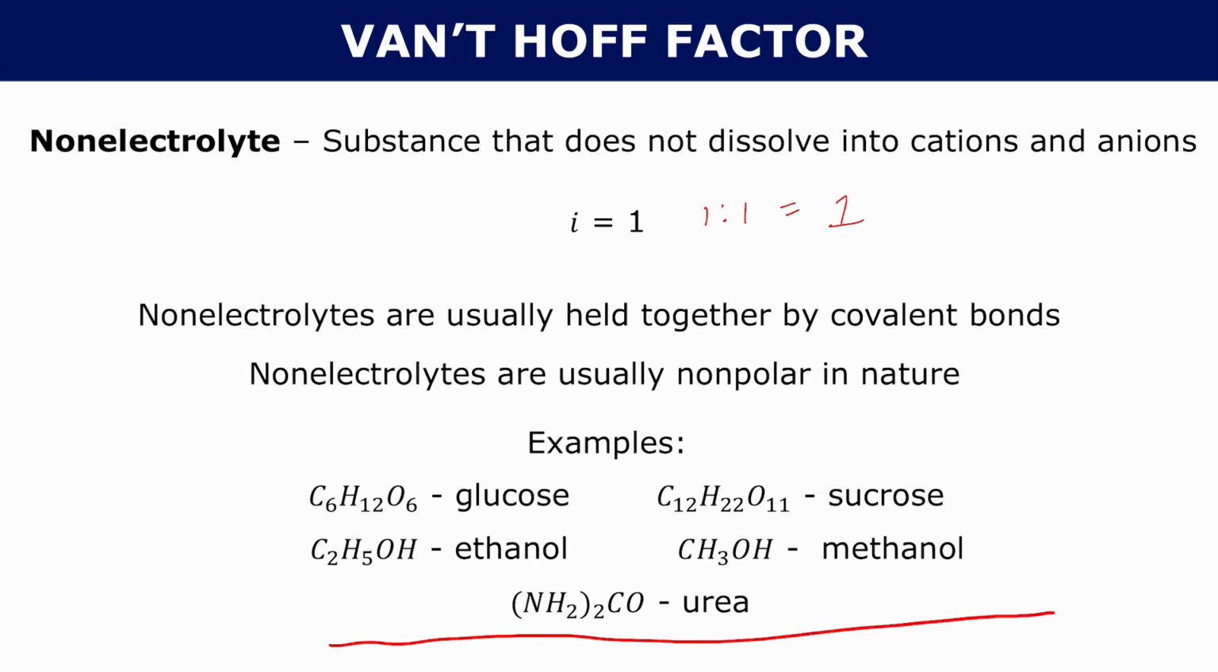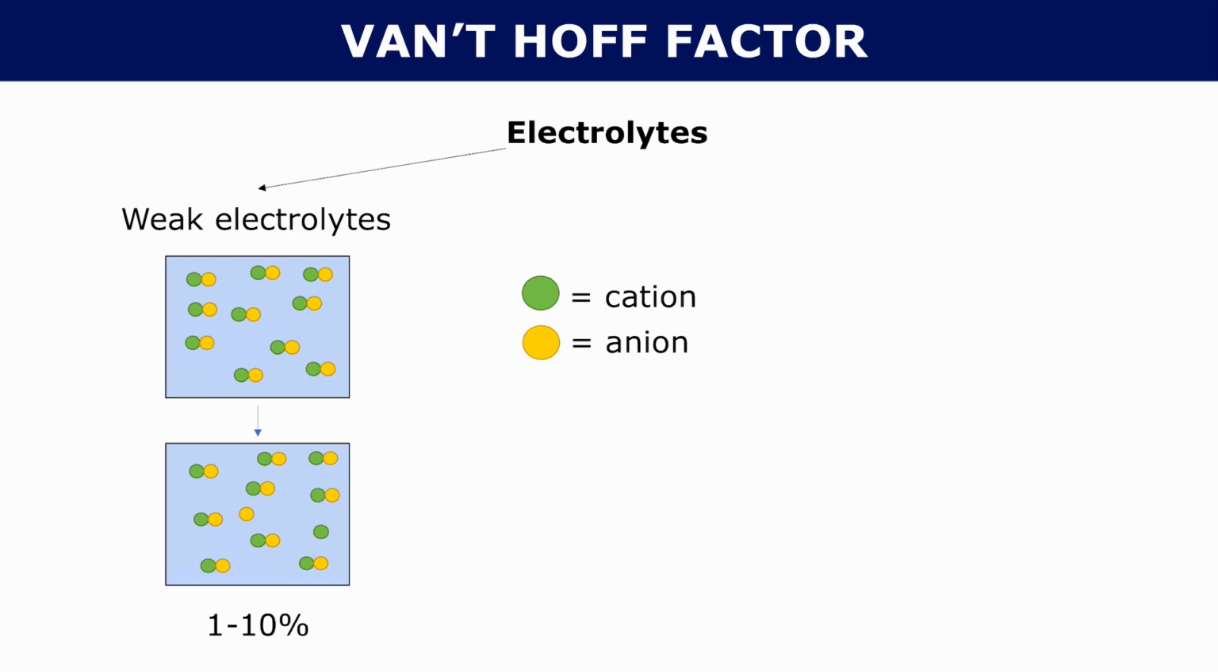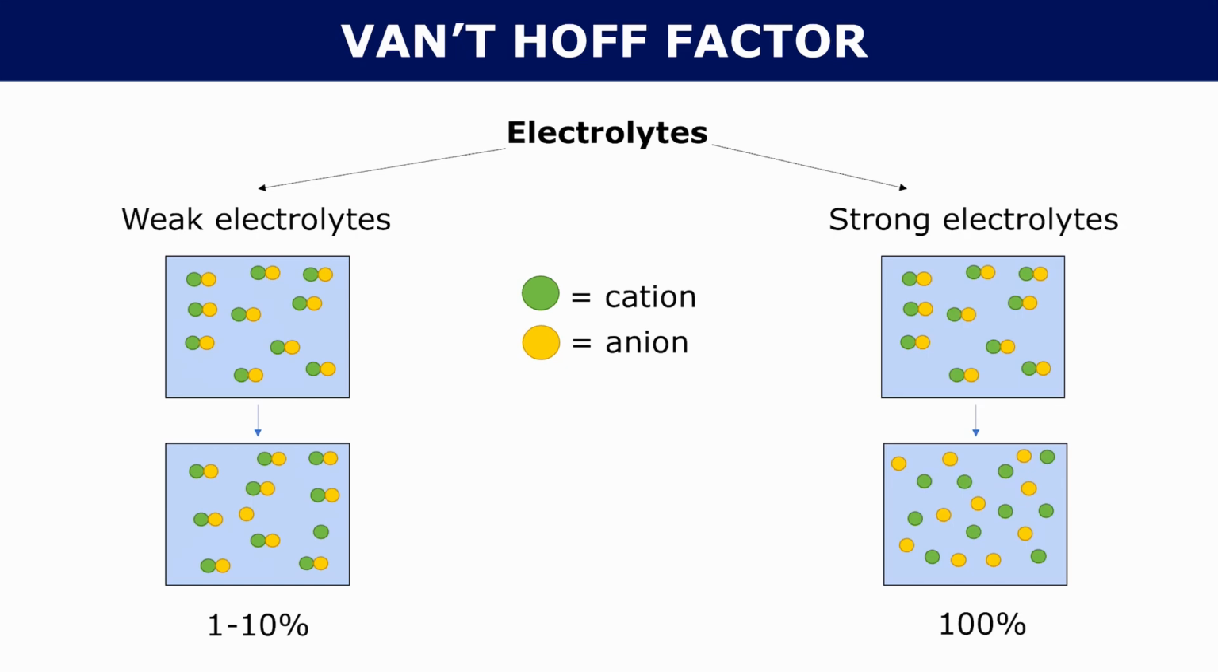Let's look at the other type, so electrolytes. You can categorize them into weak electrolytes and strong electrolytes. A weak electrolyte is going to mean that when you dissolve that certain compound, it's only going to dissociate a little bit. And by little bit, I mean about 1 to 10%. On the other hand, a strong electrolyte is going to dissolve almost entirely, almost 100%.